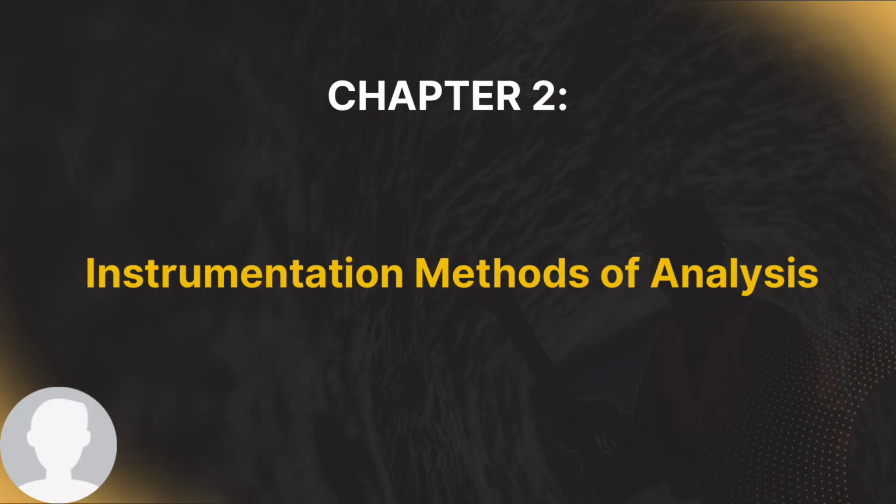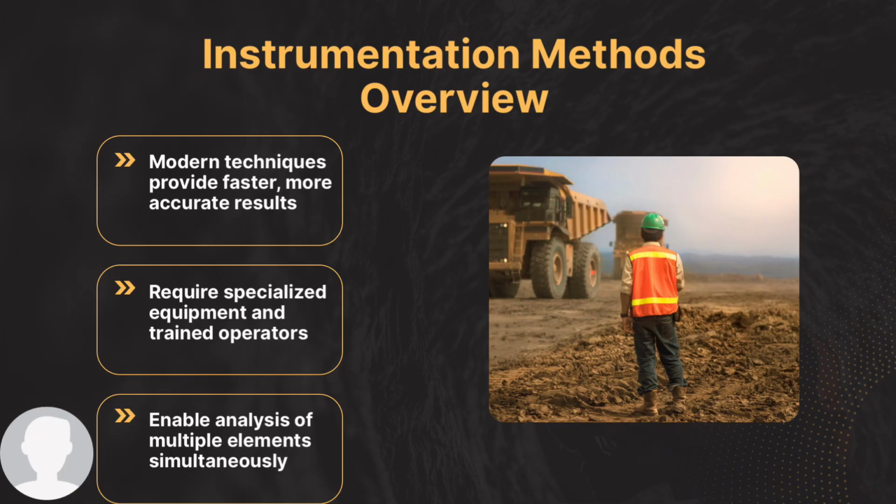Now let us turn our attention to Chapter 2, Instrumentation and Methods of Analysis, which explores how modern technology has transformed metallurgical testing. Modern instrumental techniques offer significant advantages over classical wet chemistry. They deliver much faster and highly accurate results while minimizing human error. While they do require highly specialized equipment and trained operators, they uniquely enable laboratories to analyze multiple elements simultaneously from a single sample run.